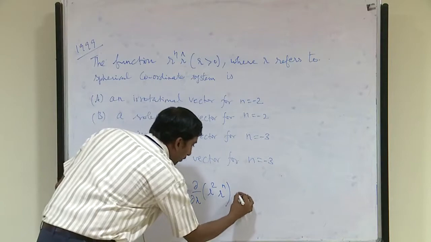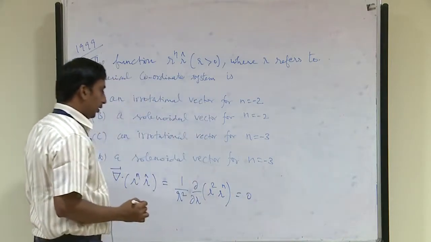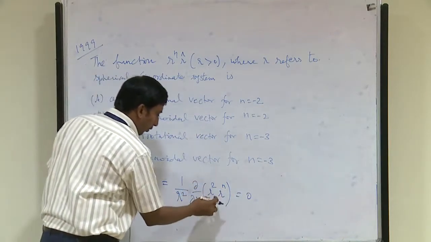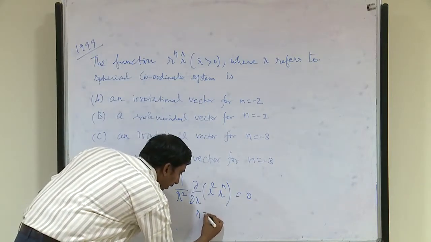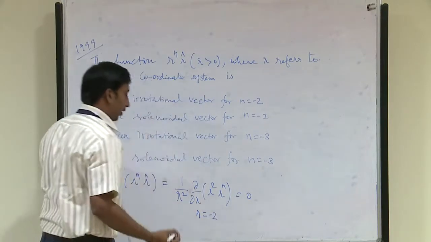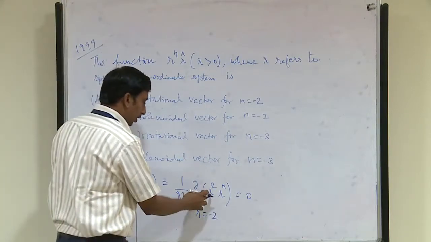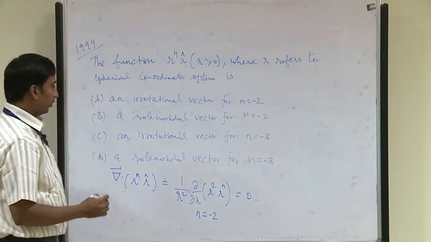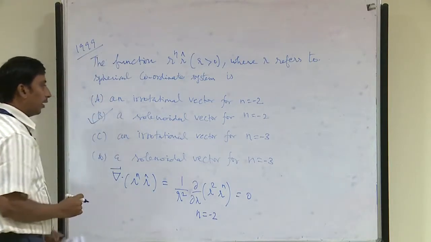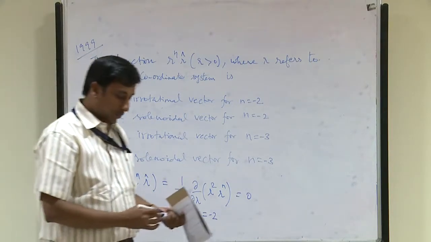So when will this be equal to 0? So this will be equal to 0 whenever you have a constant function here. So that will be satisfied only when n equal to -2. So that will give you a factor 1. So which is the correct answer then? So it's a solenoidal vector for n equal to -2.